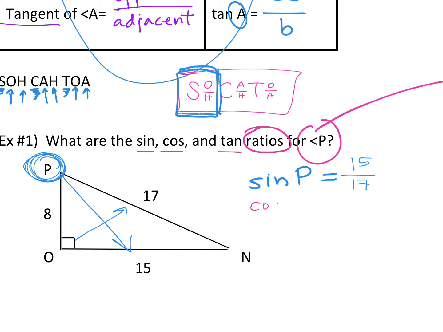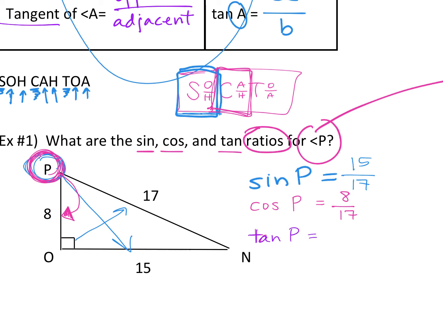Cosine P. Okay, first of all, where do you start? You're going to get so sick of me asking that question, but if I don't keep asking it, people start in weird places. Start from the angle, start from P, right? From P, cosine is adjacent over hypotenuse. What is adjacent at P? 8. Next to, but not the hypotenuse, right? So adjacent is 8 over the hypotenuse, which is 17. Okay, and then the last one, find the tangent of P.